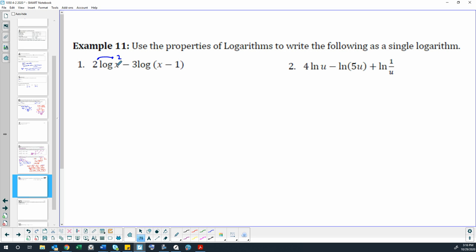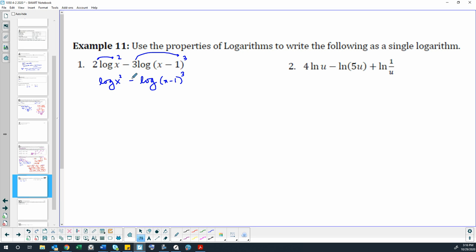So that little 2 that's in front of my logarithm will become a squared on the x. And this -3, or I could just say it's a +3, would become a power here. Then don't forget that this is a negative, which means it's going to be division in the overall problem. So that gives us, I'm just going to write out what I just did: log x squared minus log x minus 1 cubed. So I've moved those coefficients back on as powers.